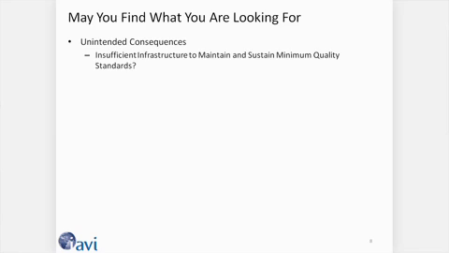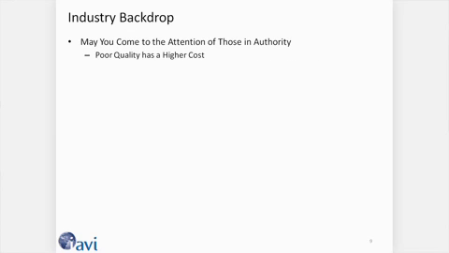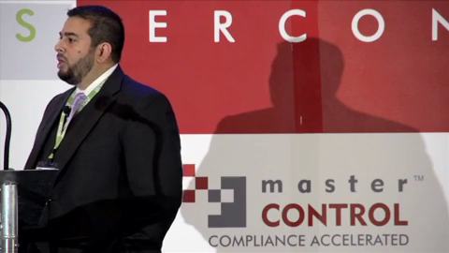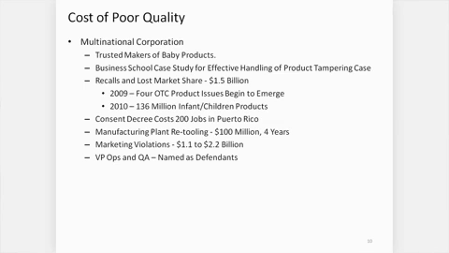And so may you come to the attention of those in authority. And so this really is the heart of what we're talking about. Poor quality has a very, very high cost. So I've got two examples here, and I left the names of these companies out because really I don't want to badmouth anybody's company. I don't want to make anyone feel bad, but I do want to take the opportunity to show that the cost of poor quality is very, very, very high. And so we have a multinational corporation, which is my first example, that's a trusted maker of baby products. You all know them.